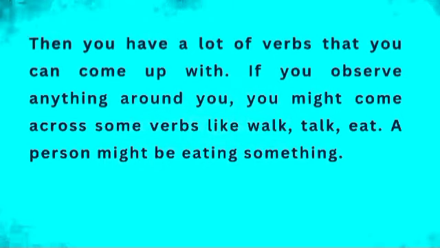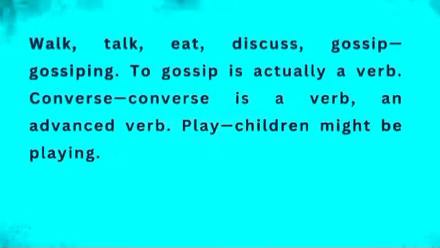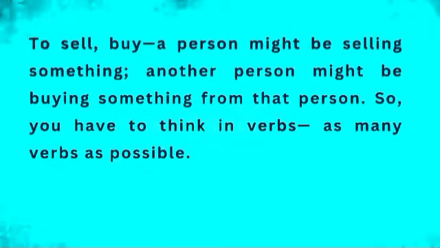If you observe anything around you, you might come across some verbs like walk, talk, eat. A person might be eating something. Walk, talk, eat, discuss, gossip, gossiping. To gossip is actually a verb. Converse. Converse is a verb, an advanced verb. Play, children might be playing. To sell, buy, a person might be selling something. Another person might be buying something from that person.